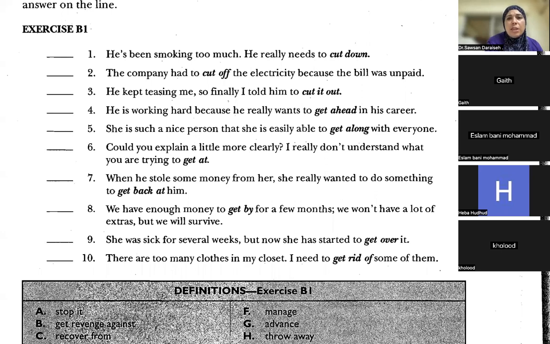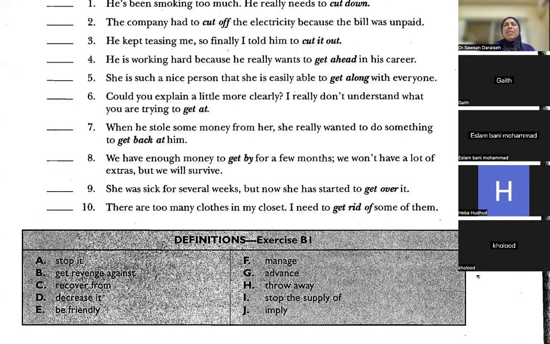Number 3. He kept teasing me, so finally I told him to cut it out. Listen, if my son keeps annoying me, that's what teasing means. Tease means annoying, guys, like playing and gaming in a way that I don't like. All right? That's what it means in English.